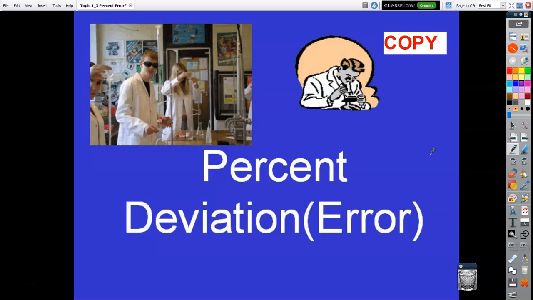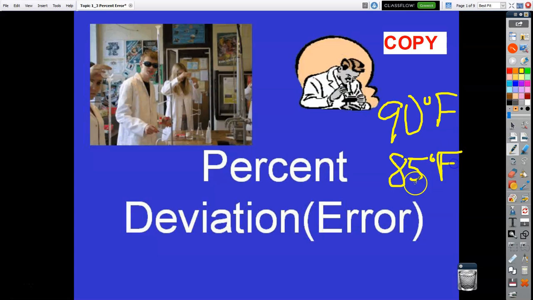For example, I could go outside on a warm morning and make an inference. I could say, today I think it's going to get up to 90 degrees Fahrenheit, and the actual temperature later in the day never gets above 85 degrees. So I made an error. I'm off by 5 degrees.